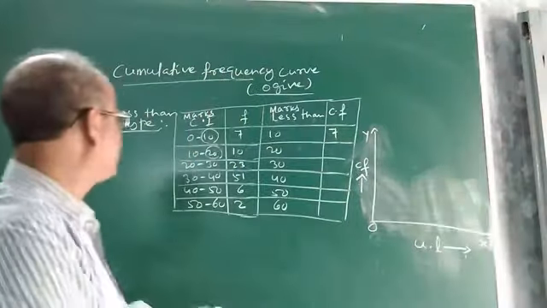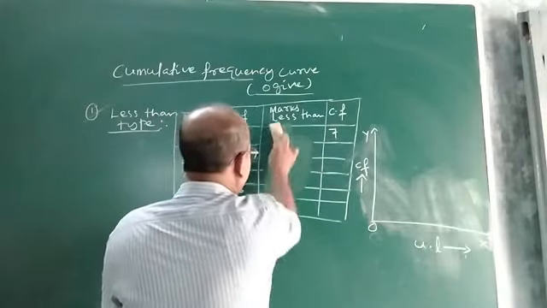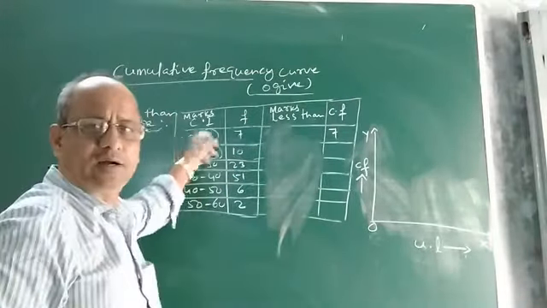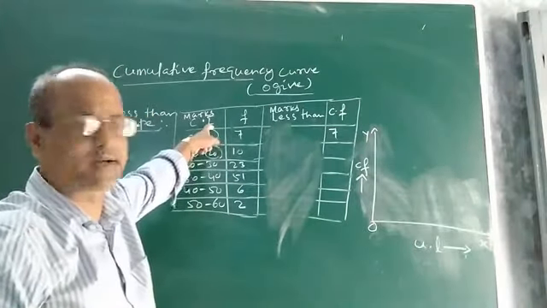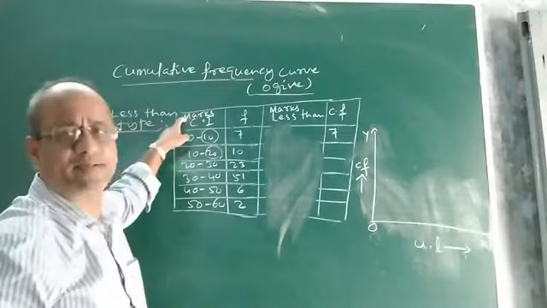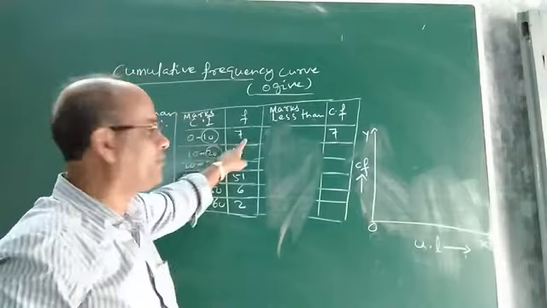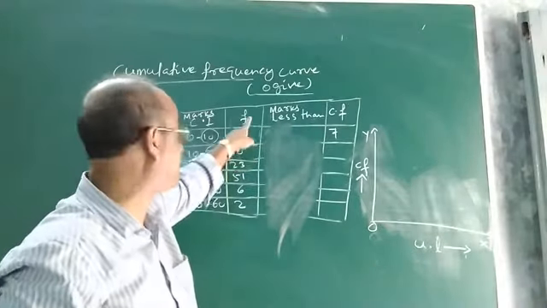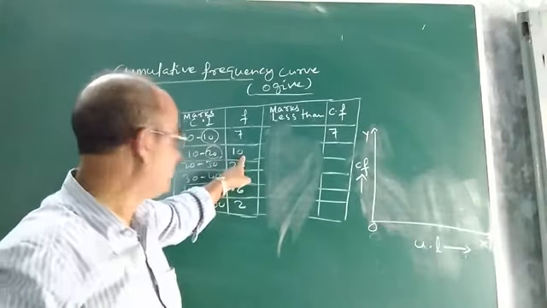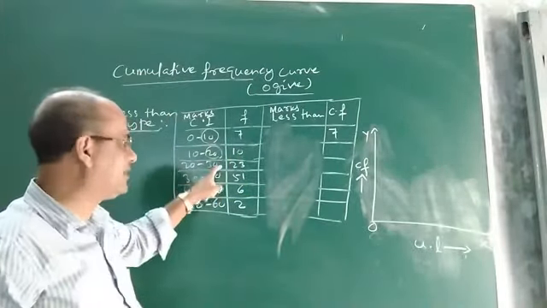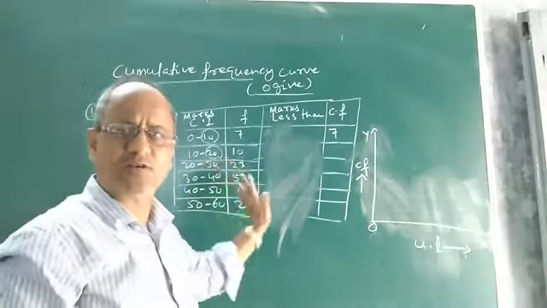What is that? Suppose you are given a continuous frequency distribution like this. Suppose these class intervals denote the marks obtained by some number of students in a particular test or exam. 0 to 10 marks: how many students have got? Number of students, 7. This is the frequency. 10 to 20 marks: 10 students. 20 to 30 marks: 23 students. So this is the given continuous frequency distribution.